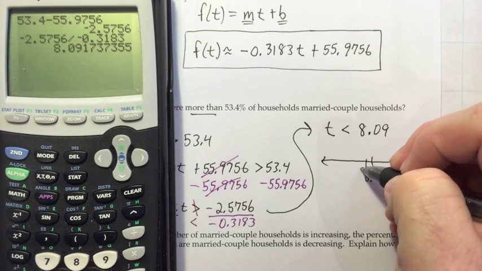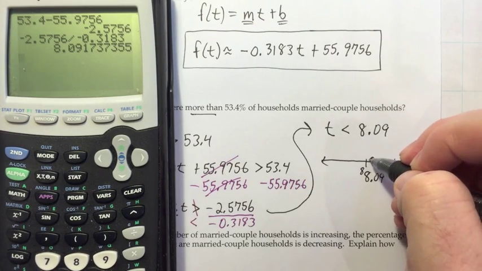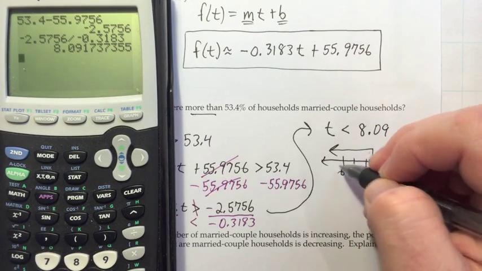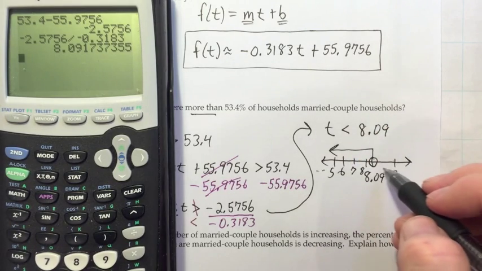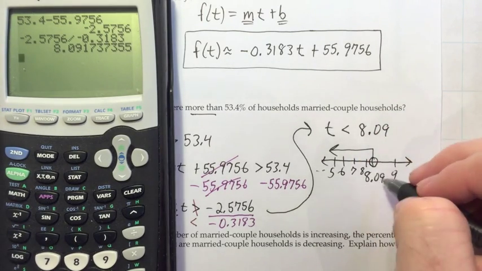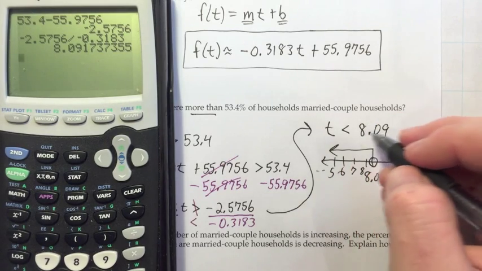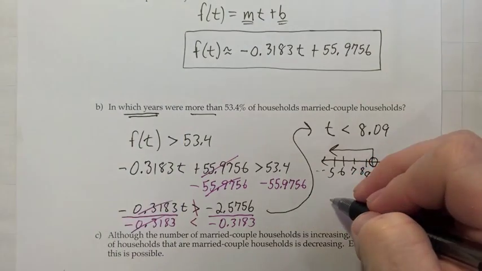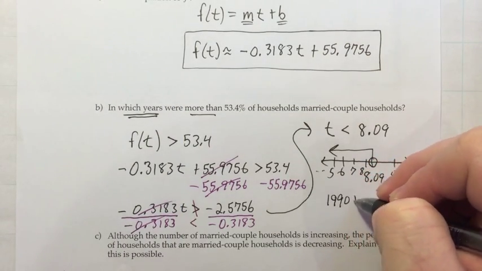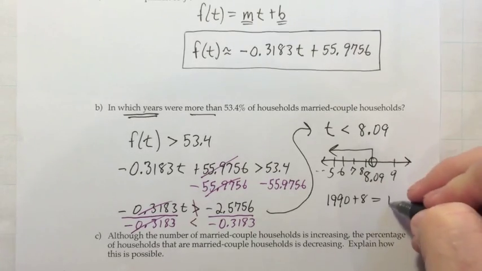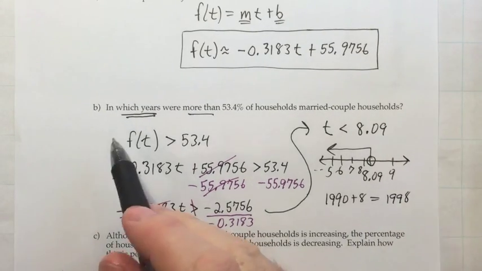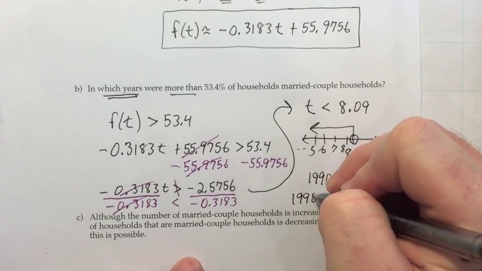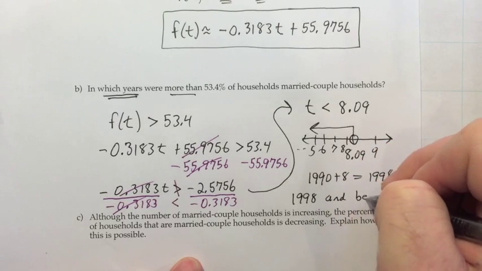8 would be to the left, 9 would be over here to the right. This number is not included, but we want everything that's before, so that would be 8, 7, 6, 5, and so on, but not 9, 10, 11, and so on. So 8 is the first one that would be included, and t is less than 8.09 for a whole year. And since they started the clock on us in 1990, if I add the 8, I get 1998. And they asked in which years, so I would say 1998 and before that.